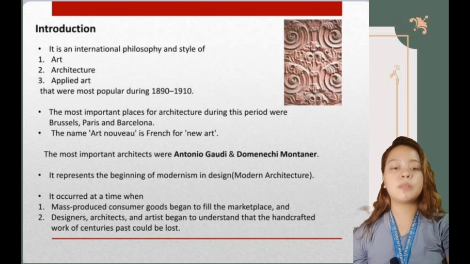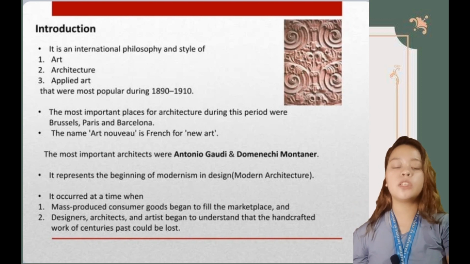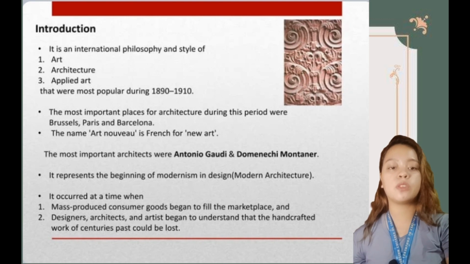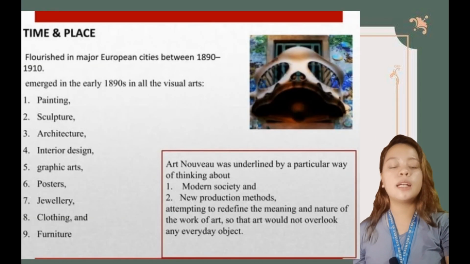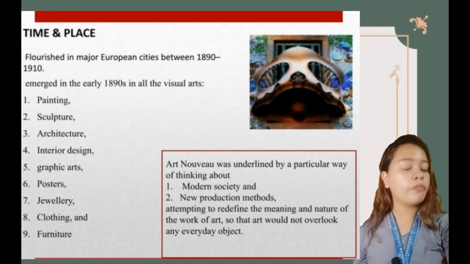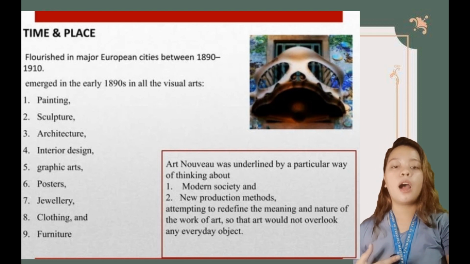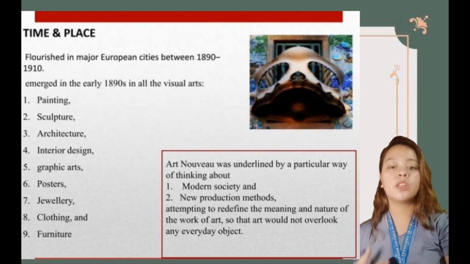It occurred at a time when mass-produced consumer goods began to fill the marketplace and designers, architects, and artists began to understand that the handcrafted work of centuries past could be lost. Time and place. It flourished in major European cities between 1890 to 1910, emerging in the early 1890s in all visual arts: painting, sculpture, architecture, interior design, graphic arts, posters, jewelry, clothing, and furniture. Art Nouveau was underlined by a particular way of thinking about modern society and new production methods, attempting to redefine the meaning and nature of the work of art so that art would not overlook any everyday object.